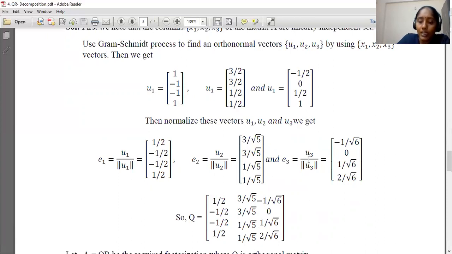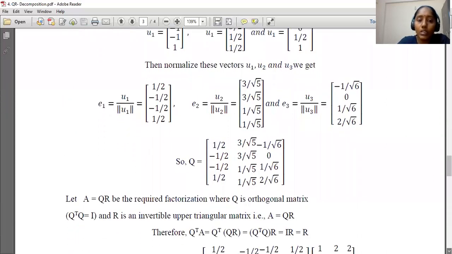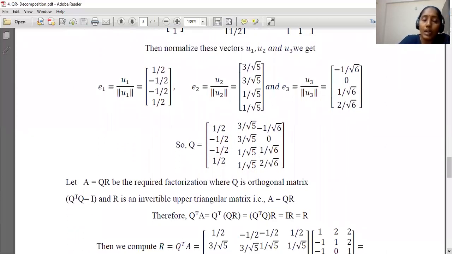Now similarly for this one. After finding these orthonormal vectors, write the matrix Q. The matrix Q has each orthonormal vector as a column of Q. The procedure is the same as the previous one. Now we find R in a different way. In the previous problem, we found R using the product of vectors. Here we find it in another way.